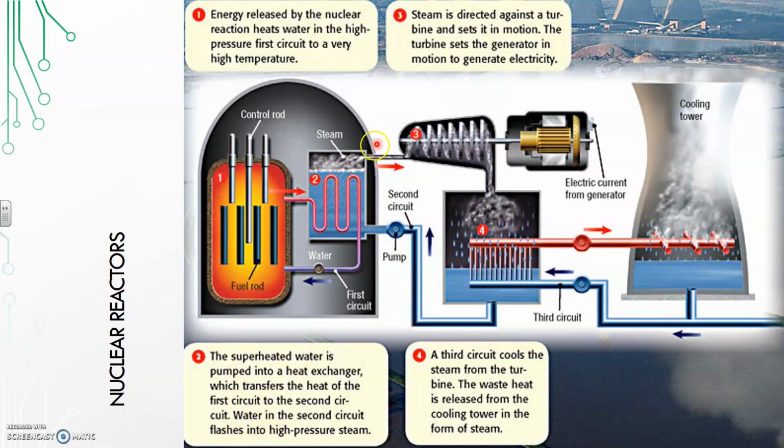And so it flashes into high pressure steam, which then is directed into this third area here against the turbine, which sets it into motion. It starts spinning it, which will generate electricity. Okay, that steam is then allowed to condense and is cooled into water.